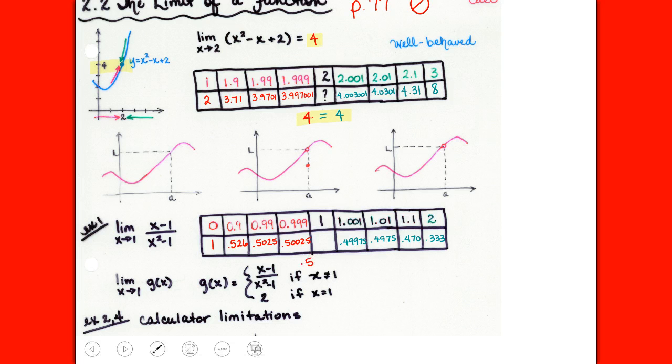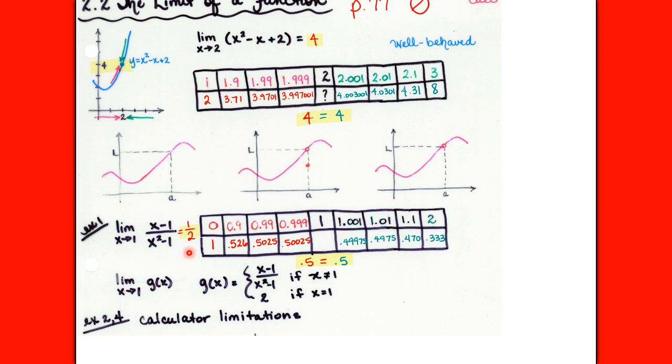0.5. From the right-hand side, I've got 0.47, 0.497, 0.4997. So if we kept going on with that, we would probably get things like 0.499997. What does that look to be approaching? 0.5. So since my limit from the left equaled my limit from the right, it does appear that all of my y values are converging on one particular value, and that is 1/2.